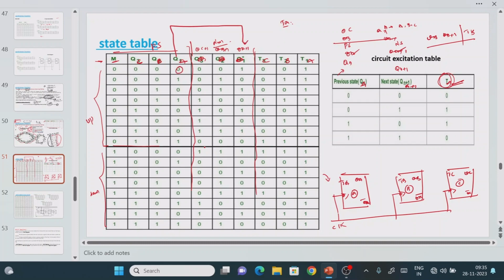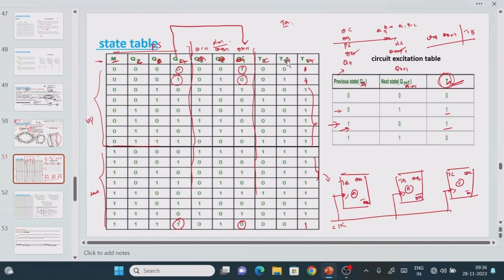What is the QA value? 0 1. So just come here, 0 1 means what is the answer? 1, right? Just write 1 here. Next, what is this QA value? 1 0. 1 0 means what? In the excitation table it is 1, right? Just write this 1. So for example, if we consider this 1, this one is 0. 1 0 means again 1. So like that you need to fill up the entire table, right? Just by seeing the QA plus 1 value, come to this table, then find out the value.